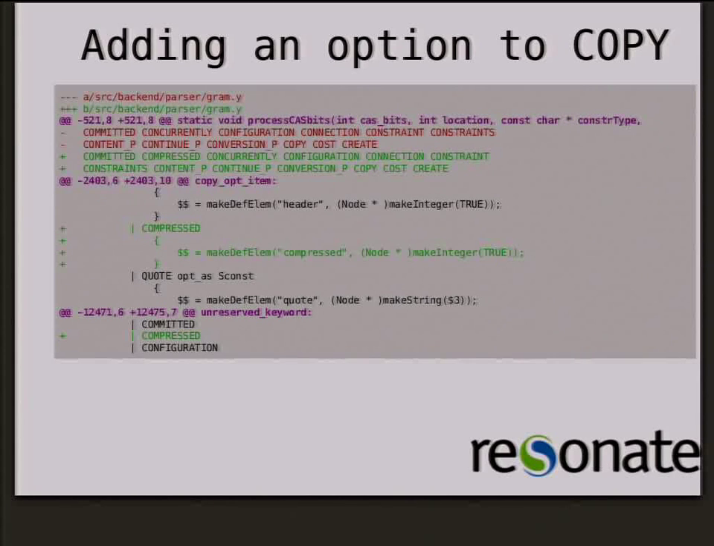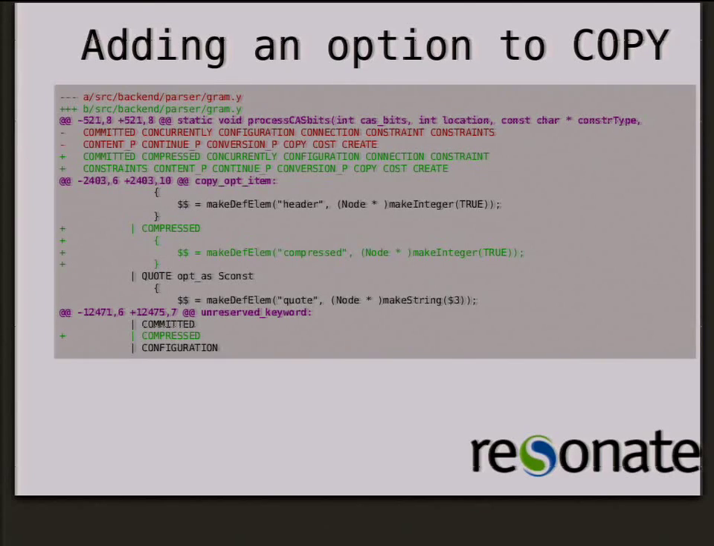All right, so here is a bit of a diff for gram.y. I cleaned it up a little bit by hand, so I don't think it would actually apply. But here at the top, we're adding in compressed. You can see that here, right? So it goes committed, compressed, instead of committed concurrently, okay? So you add that in at the top as a new token type.